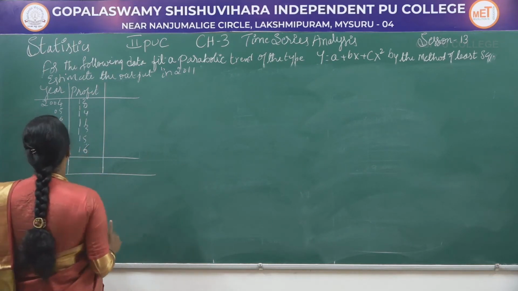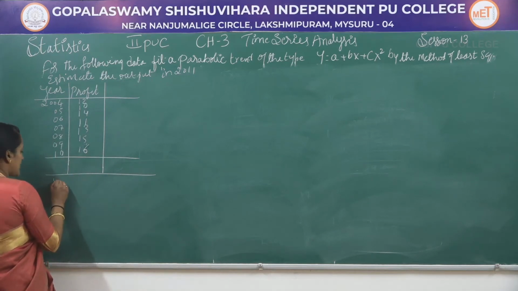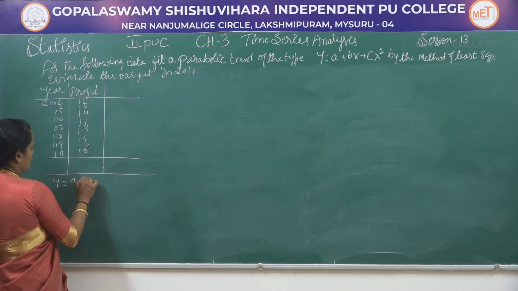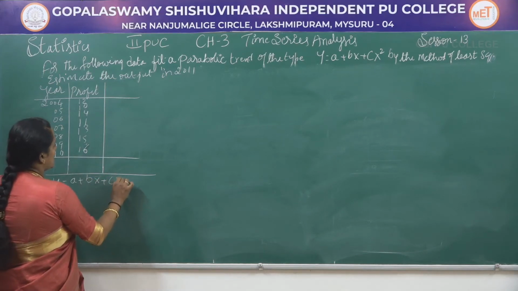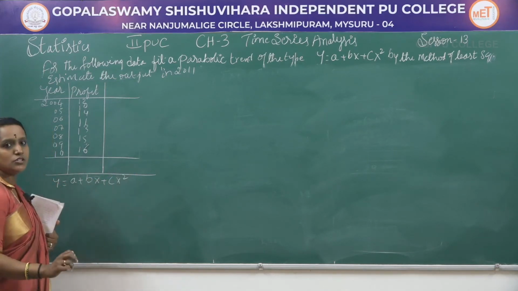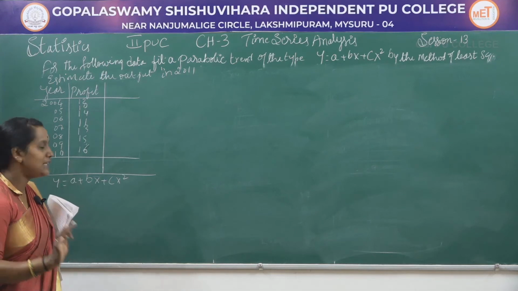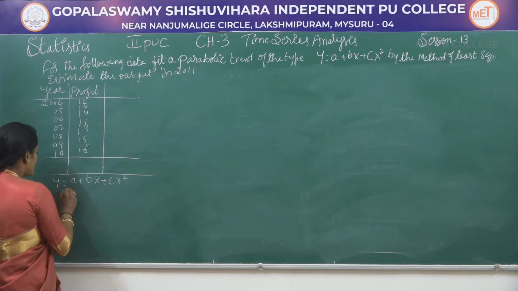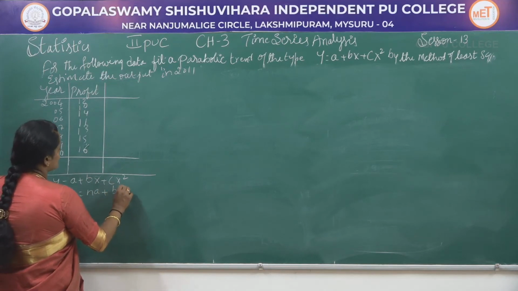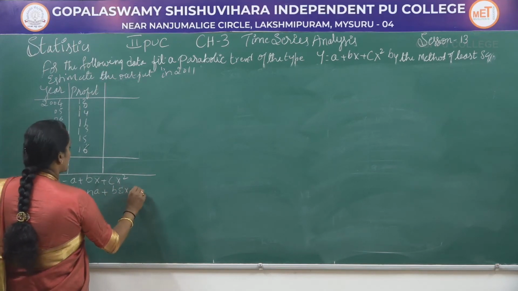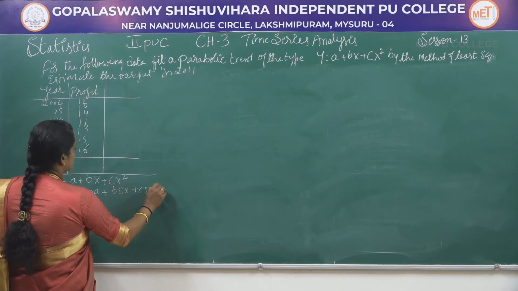And the first step is we have to write the second order equation, y is equal to a plus b x plus c x square. Next is you have to write the normal equations. Summation y is equal to na plus b summation x plus c summation x square.